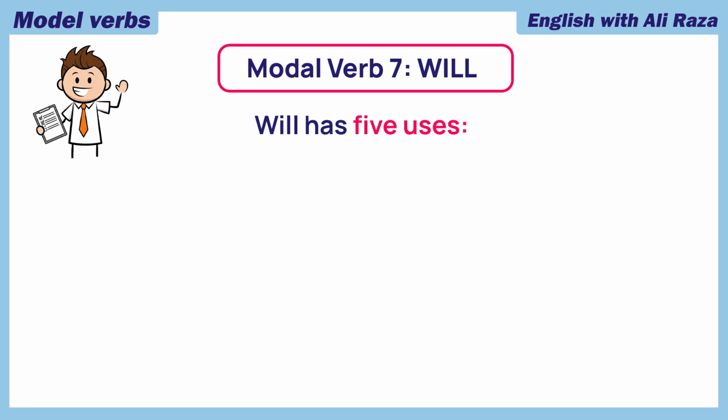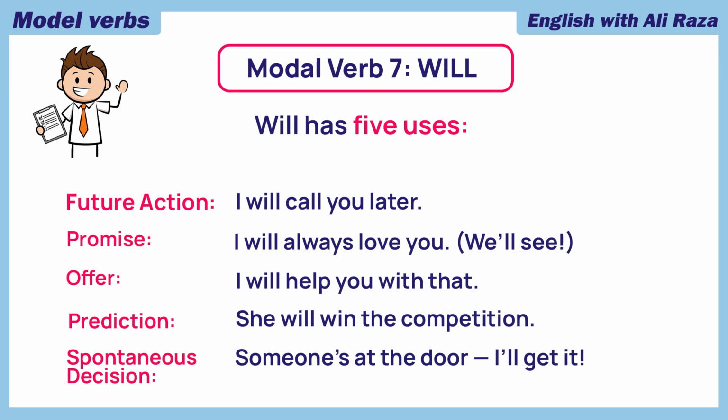Modal verb 7. Will. Will has 5 uses. Future action. I will call you later. Promise. I will always love you. We'll see. Offer. I will help you with that. Prediction. She will win the competition. Spontaneous decision. Someone's at the door. I'll get it.